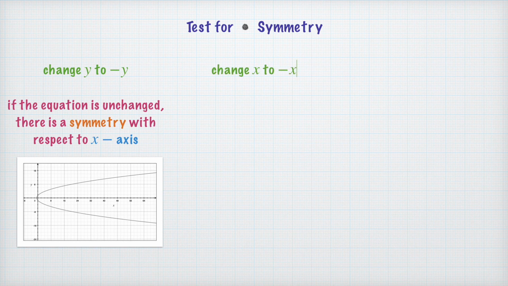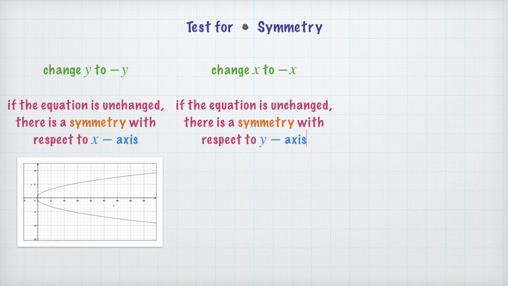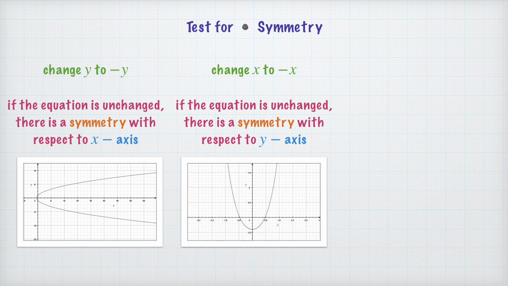The second test is to change x to negative x. If the equation is unchanged, then there is a symmetry with respect to the y-axis. And if there is a symmetry with respect to the y-axis, the graph of a function will look like this. Whatever you see on the left side of the y-axis is mirrored to the right side of the y-axis.